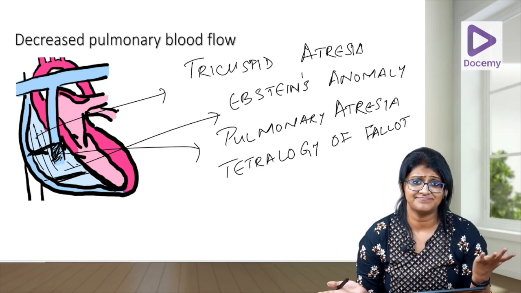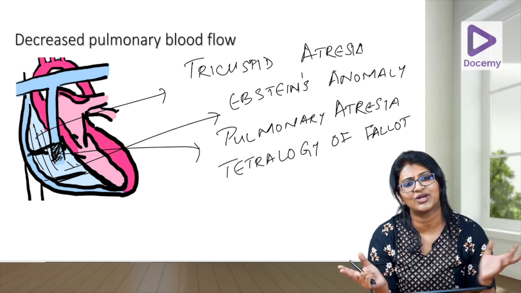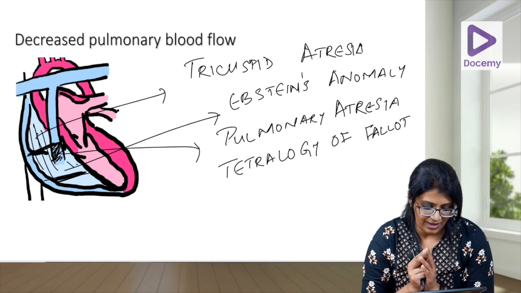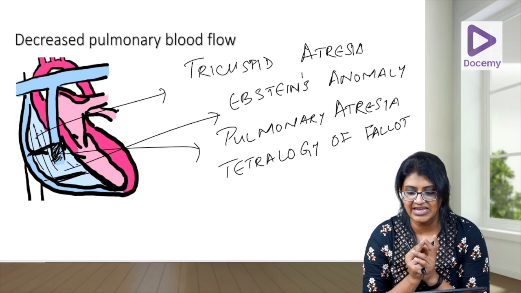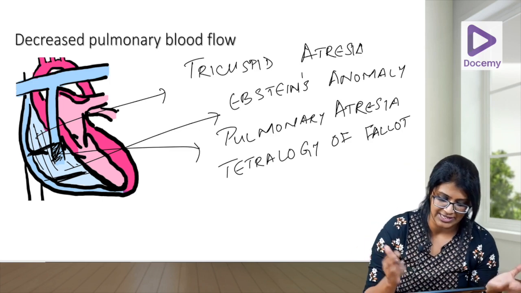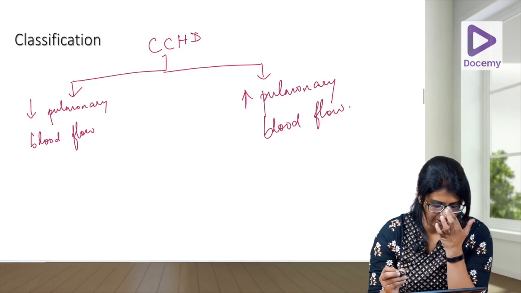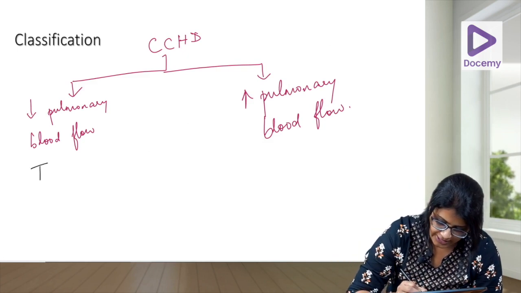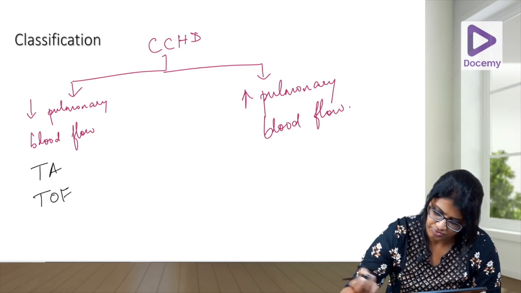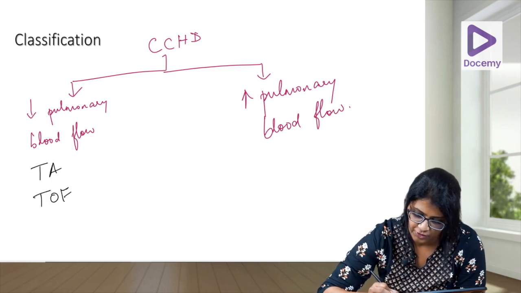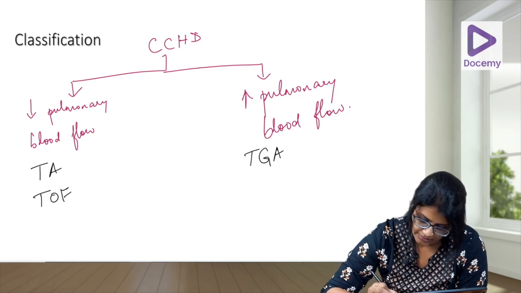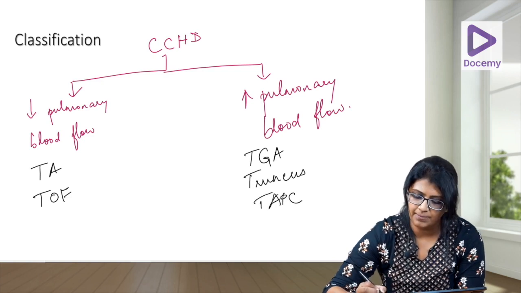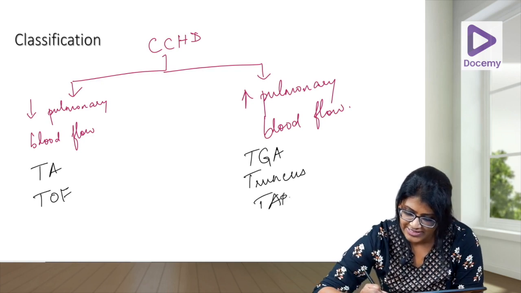So, one thing that most of you should have noticed if you were paying attention is that it's all T's, right? So, almost all of the cyanotic heart diseases somehow, I don't know why, they all start with T, and this becomes a very easy way for you to remember what the cyanotic heart diseases are. So, if I am just going to go back to this particular slide, I will just put them all here. So, if you have a decreased pulmonary blood flow, it's a tricuspid atresia, it's a TOF, and in increased pulmonary blood flow, we had TGA, we had truncus arteriosus, and we had TAPVC. So, these are the big 5 T's of cyanotic heart disease.